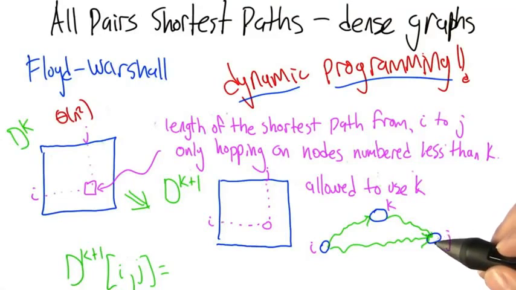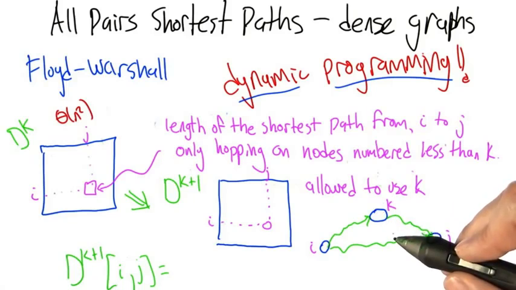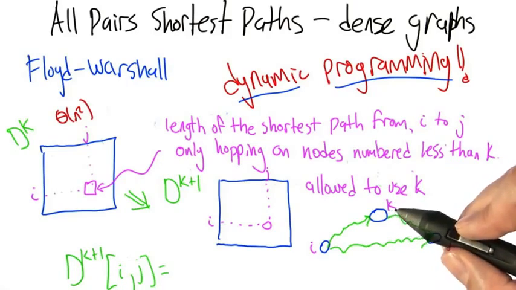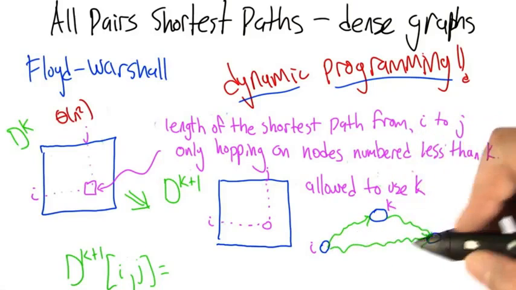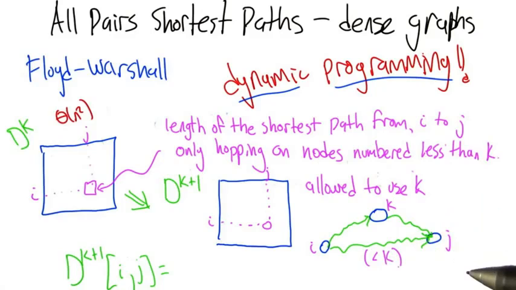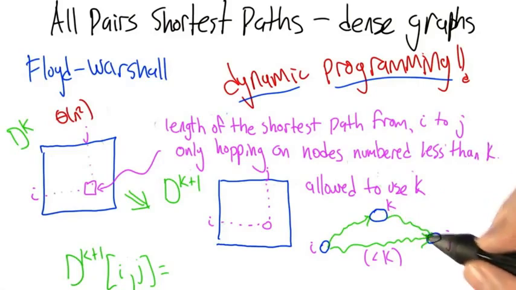So when you think about it for a little bit, you'll see there's really only two possibilities. If we're trying to find the shortest path from i to j that is allowed to use k and any of the nodes with numbers smaller than k, there's two possibilities. It may be that we don't need to use k at all for the smallest path. We just follow a path from i to j, only using nodes with values less than k. Or we go and we visit k, and then we go from k to j.